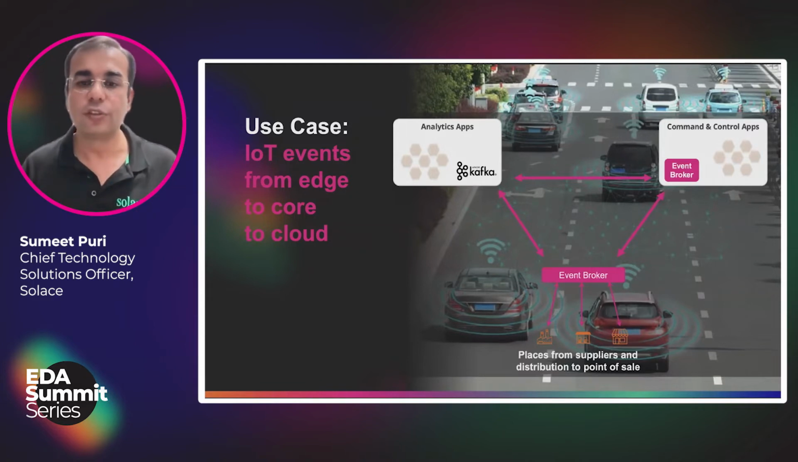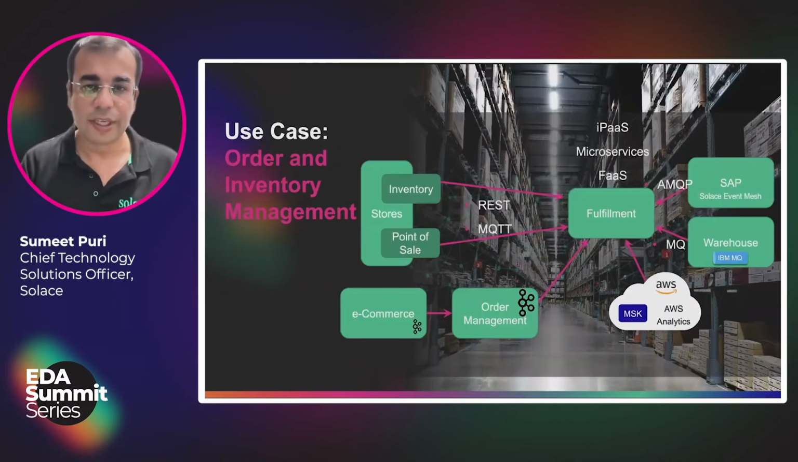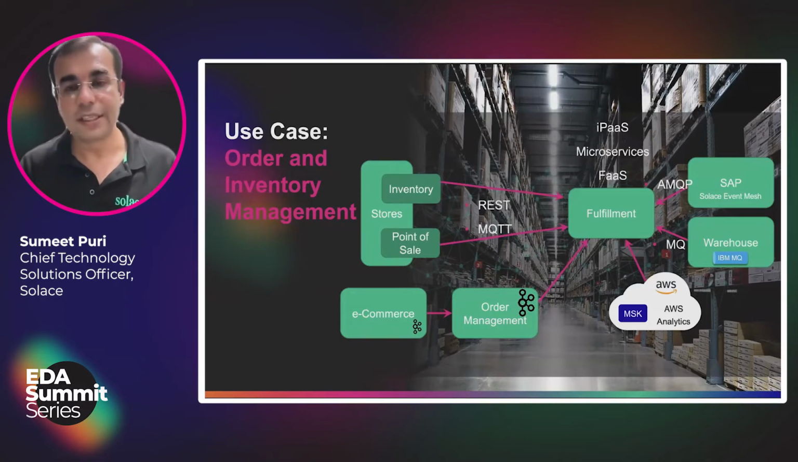So information is originating from non-Kafka environments, IoT sensors through MQTT brokers. They need to be processed for stream processing in Kafka clusters, right? And a third use case is order management and inventory management in the retail sector.